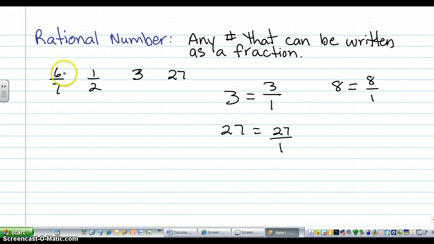So, fractions, rational numbers, whole numbers are rational numbers because we can turn them into a fraction. Well, what about decimals? What about that decimal 0.5? Can I write that as a fraction? And you really can't. You just have to remember your place value. All right? Let's take a look at that.